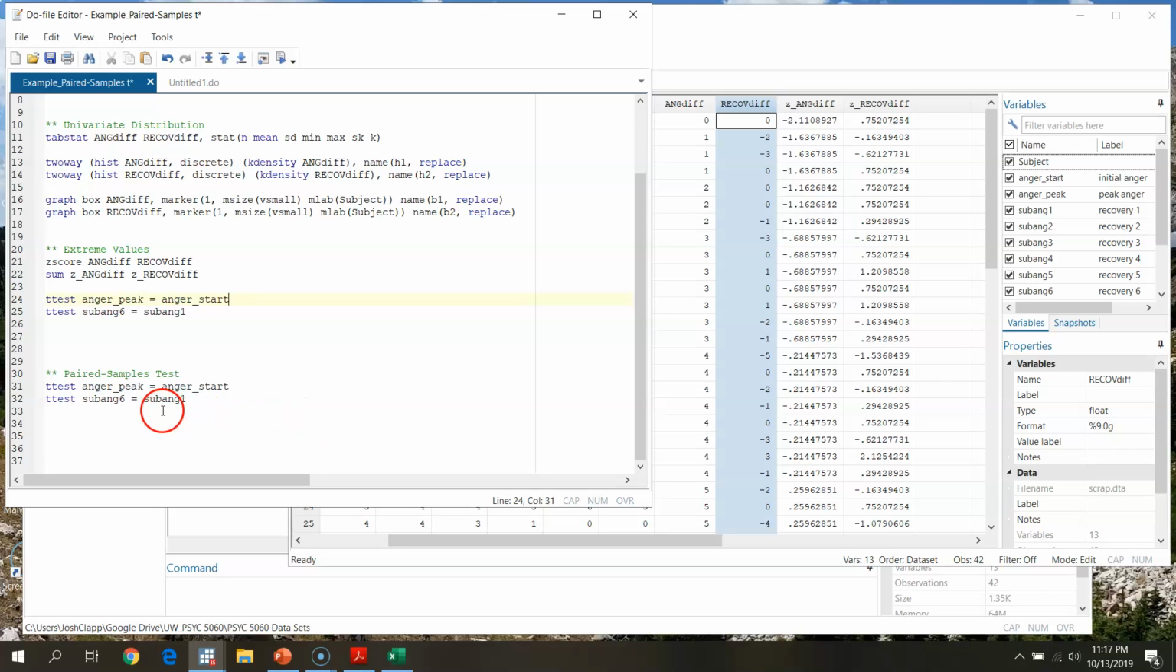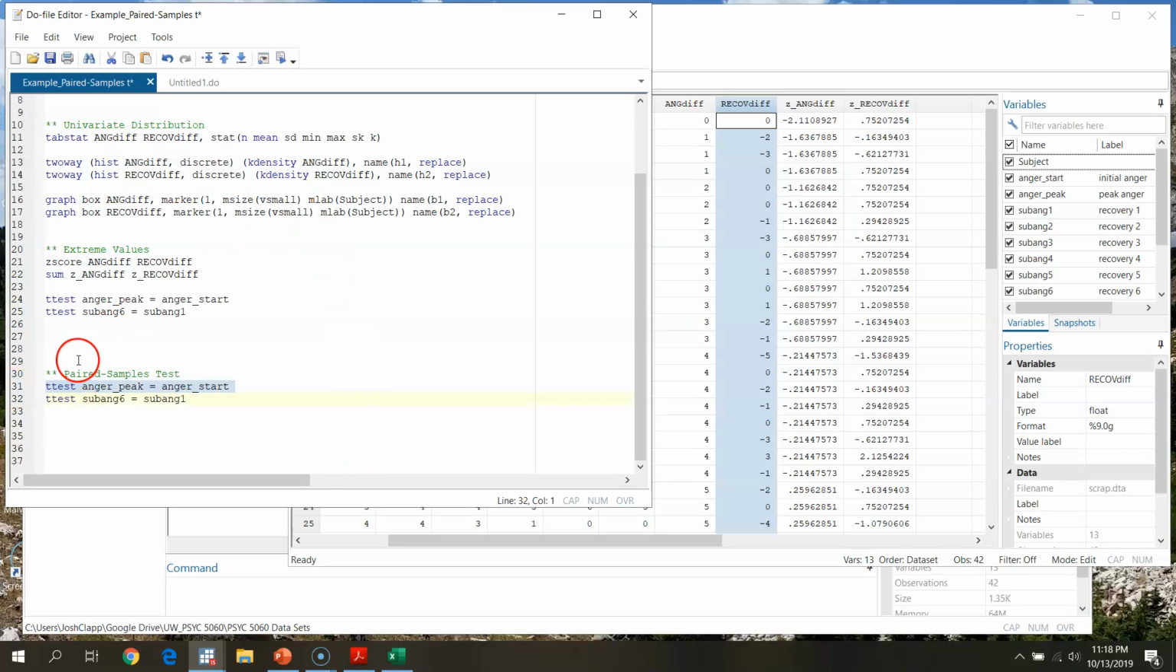Now, paired sample tests in Stata, pretty easy. ttest anger peak equals anger start. The syntax here is basically a statement of the null hypothesis that anger ratings at the peak level of anger will be equal to anger ratings at baseline, or at the start. Same thing, ttest for the positive imagery, anger 6, which is going to be my final anger rating during the positive imagery, equals the first rating that we made here. So again, pretty simple and straightforward.